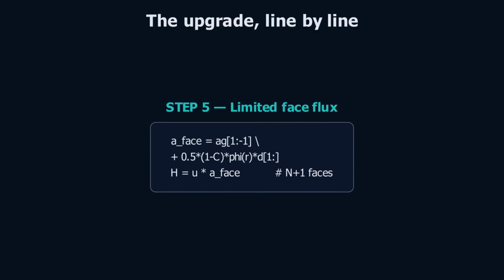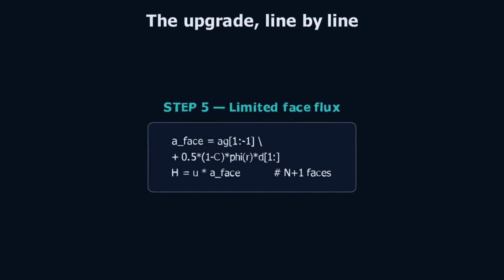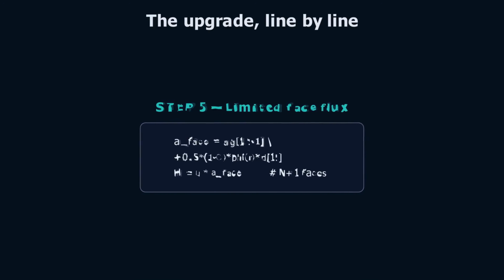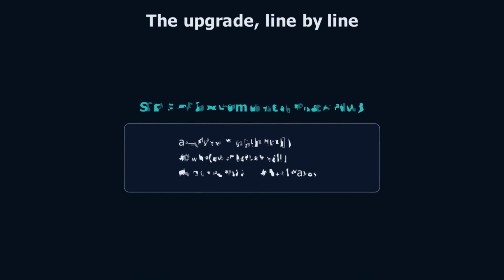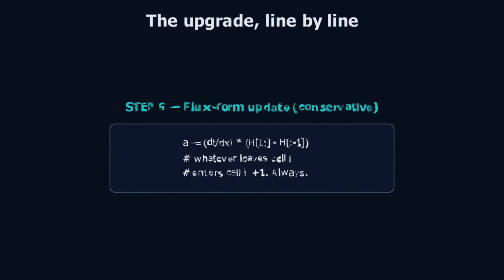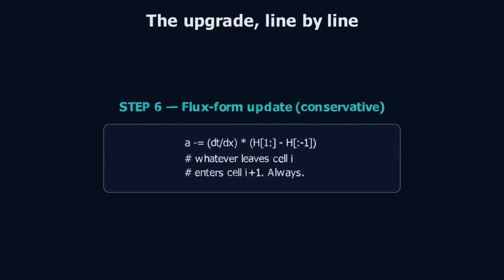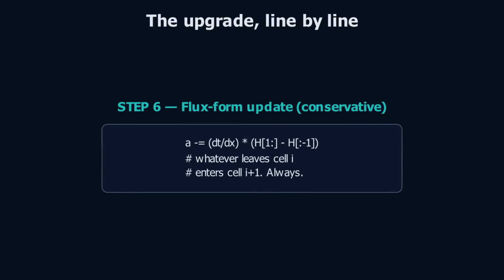Step 6, the flux form update, and the reason we never worry about conservation again. Each cell changes only by flux differences, so whatever leaves one cell enters its neighbor, by construction, whatever the limiter does. Step 7, we do not trust that claim, we test it.